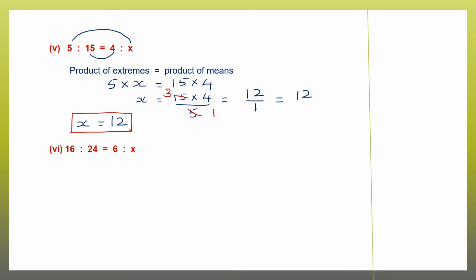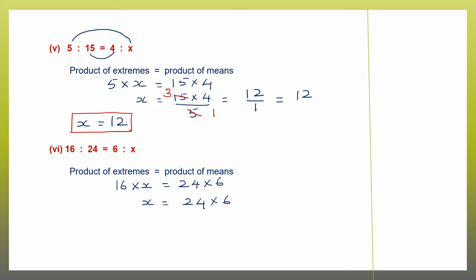Question 6. 16 is to 24 equals 6 is to x. Product of extremes equals product of means. Extremes are 16 and x, and means are 24 into 6. So x is equal to 24 into 6. I take 16 to the other side, it comes to the denominator.